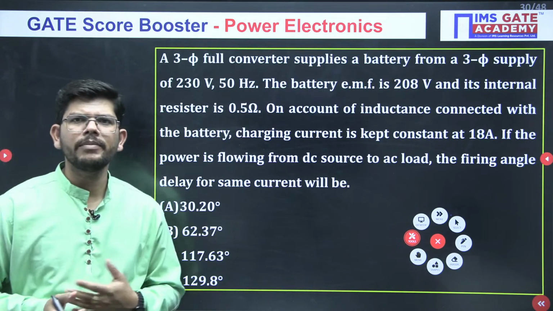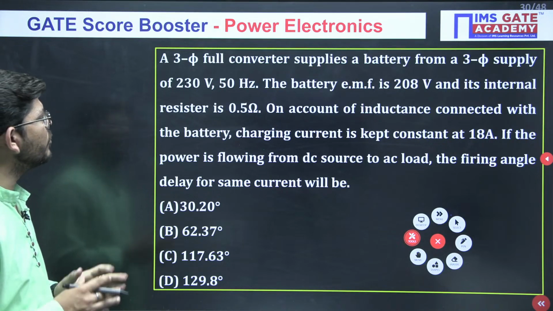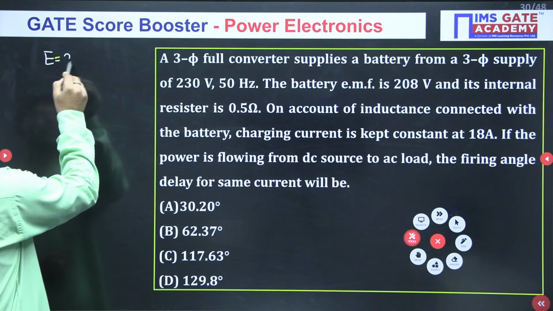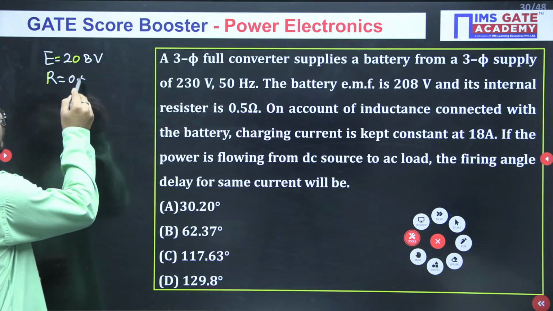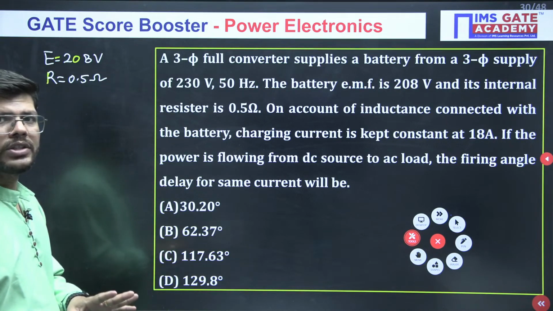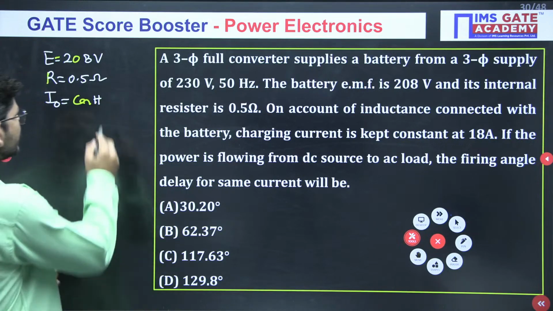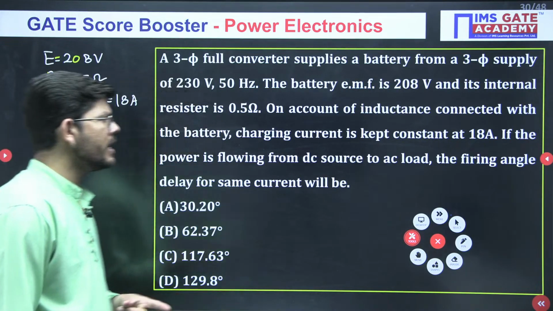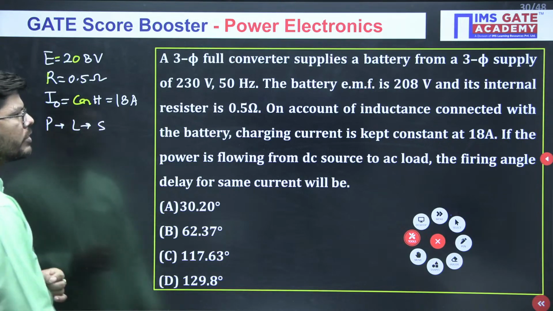Now moving towards the next question. We will speed up a little bit because we have a lot of questions still to answer. A three-phase full converter supplies a battery from a three-phase supply of 230 volt, 50 Hz. The battery EMF is 208 volt, and its internal resistance R is 0.5 ohms. On account of inductance connected with the battery, the charging current I naught is constant, ripple free, and it is 18 amperes. Power is flowing from the DC source to the AC load, so power is flowing from load towards the source.